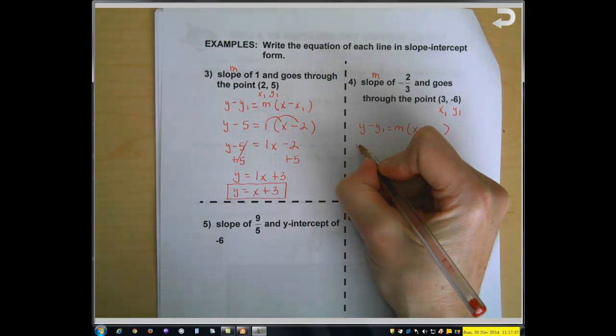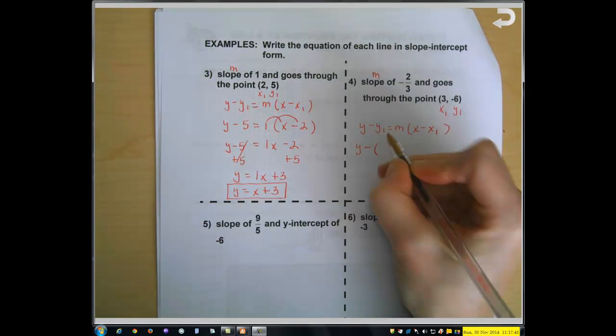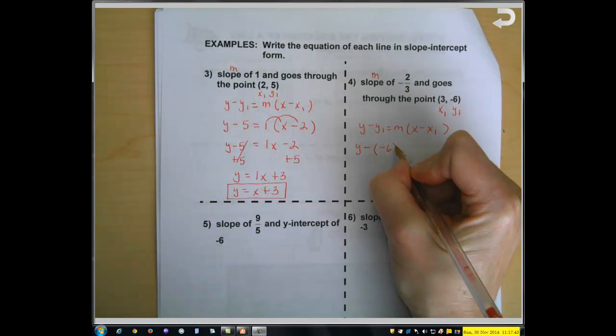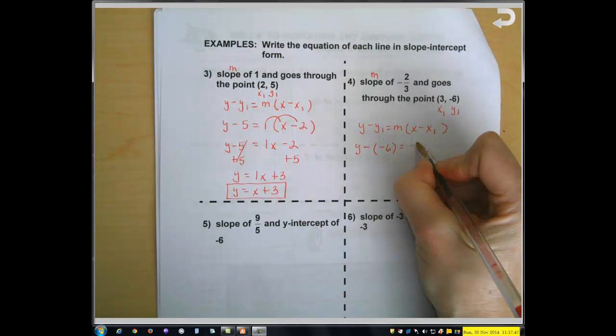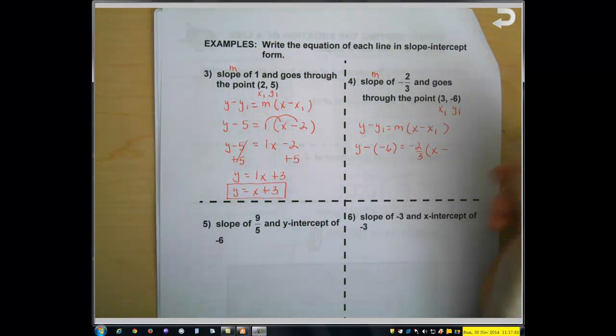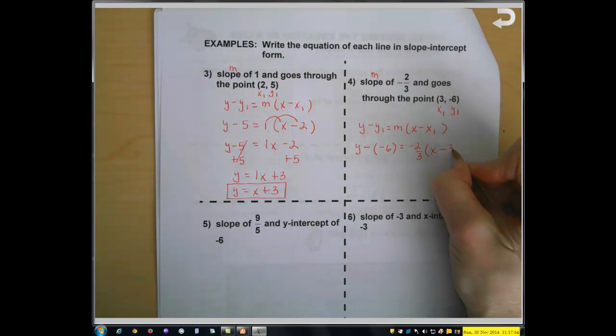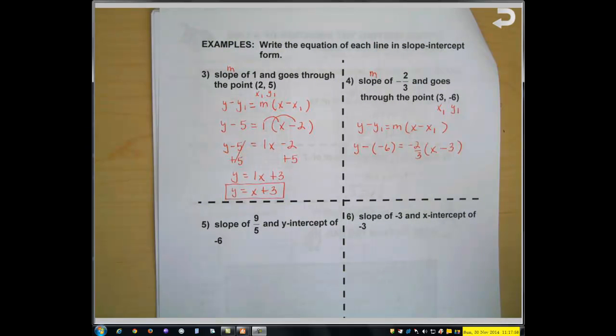So we need to do y minus the y coordinate, and the y coordinate is -6 in this case, multiplied by the slope, which is -2/3, times x minus the x coordinate, which is +3. Now let's do a little bit of simplifying.